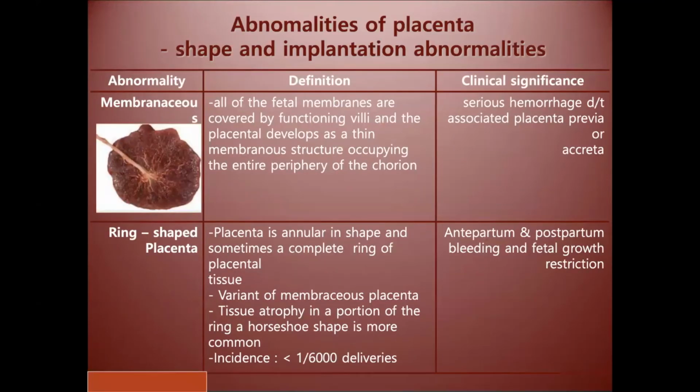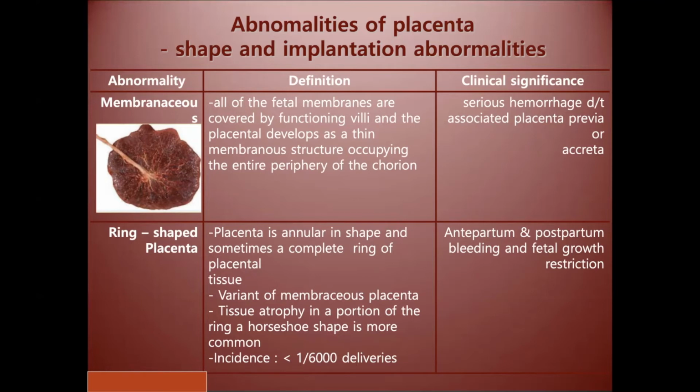Another shape and implantation abnormality is membranaceous placenta. Here, as you can see in the picture, all of the fetal membranes are covered by functioning villi, and the placenta develops as a thin membranous structure occupying the entire periphery of the chorion. Clinical significance is that it has serious hemorrhage associated with placenta previa or placenta accreta.